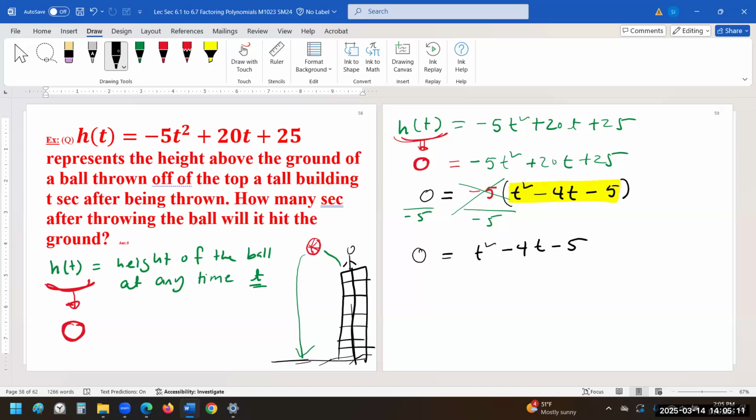But anyway, so which method do we use? Direct factoring or AC? Direct, because our t squared is alone. Multiply to 5, combine to 4. 5 and 1. And positive 1.